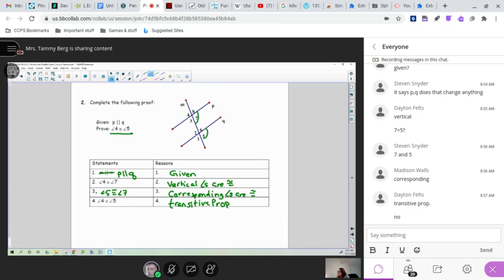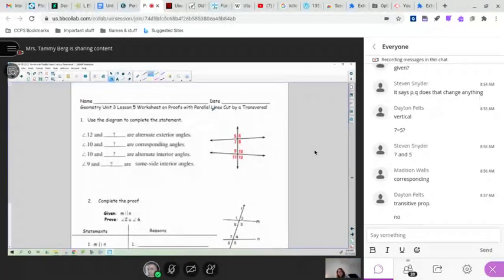All right, so there's a worksheet in there. It's called Proofs with Parallel Lines Cut by Transversal because that's what we just did our notes on. We're doing proofs that involve parallel lines and a transversal. Here is just some review of identifying angle pairs. So you want to match angle 12 with another angle in this diagram because they're alternate exterior angles. You want to match 10 to another angle because they're corresponding. So it's just kind of a review of the kind of angles that we have. And then you're going to complete a proof just like we just did.